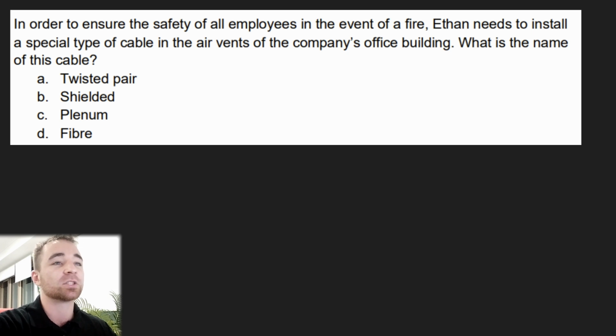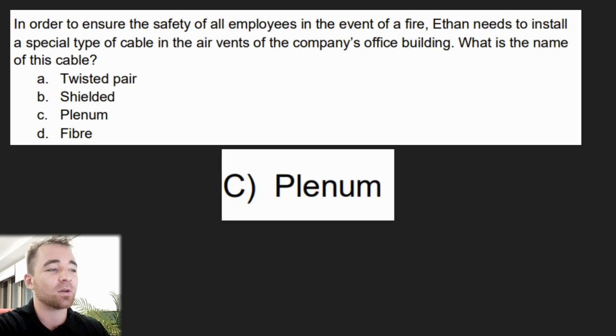All right, next question. It reads, in order to ensure the safety of all employees in the event of a fire, Ethan needs to install a special type of cable in the air vents of the company's office building. What is the name of this cable? A, twisted pair. B, shielded. C, plenum. D, fiber. Pause the video if you need to. Your answer in 3, 2, 1. There we go. It's plenum.